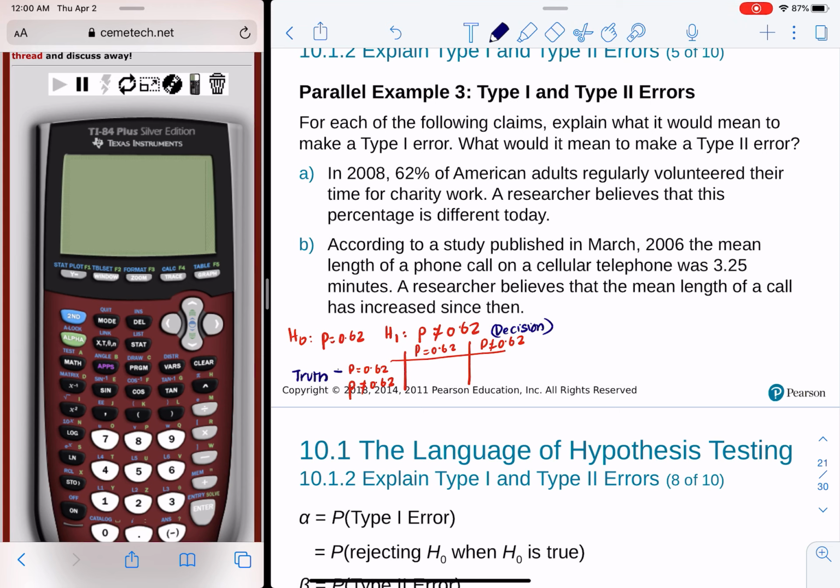So if the truth is that there is no effect, it is status quo, 62% of American adults regularly volunteered their time for charity work, the test concludes the same, then there is no error. But if the truth is 0.62, but we end up saying that the proportion is not equal to 0.62, we found an effect when there was no effect to begin with. So that is type 1 error.